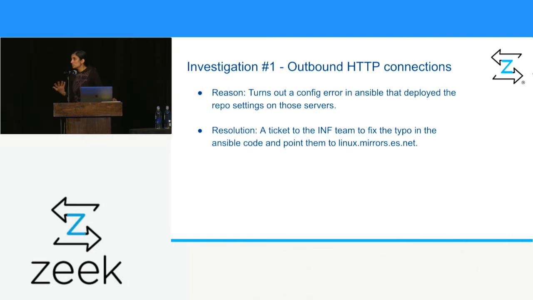Pretty easy fix. We just raised a ticket and asked them to fix the Ansible script, and then our infrastructure team fixed the code and pushed it out. So now they should all hopefully be pointing to linux-mirrors.es.net to get the updates. So that was one pretty easy use case.